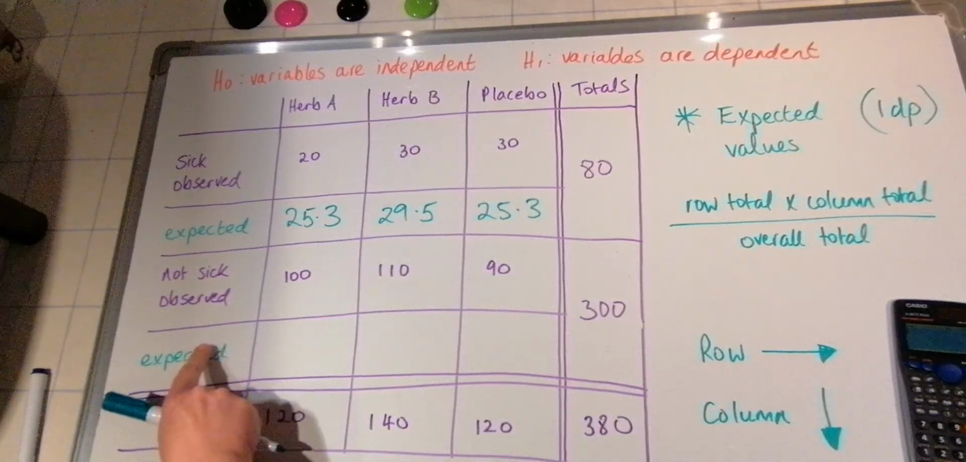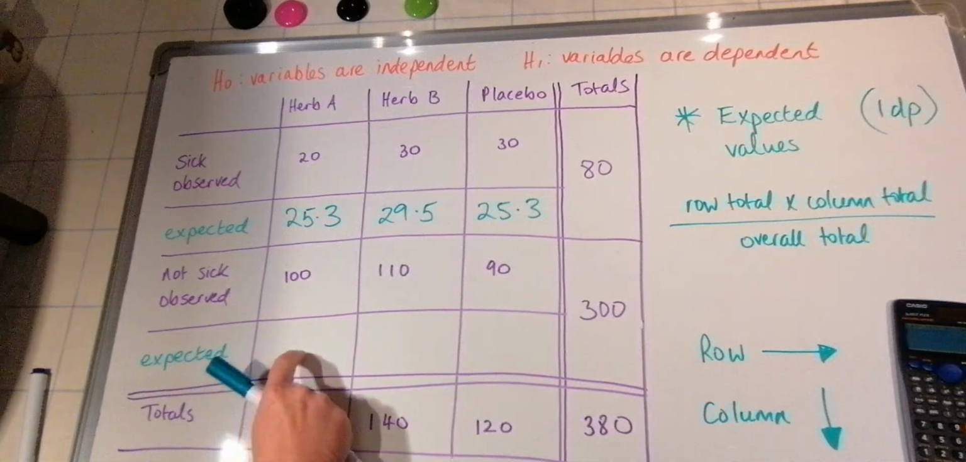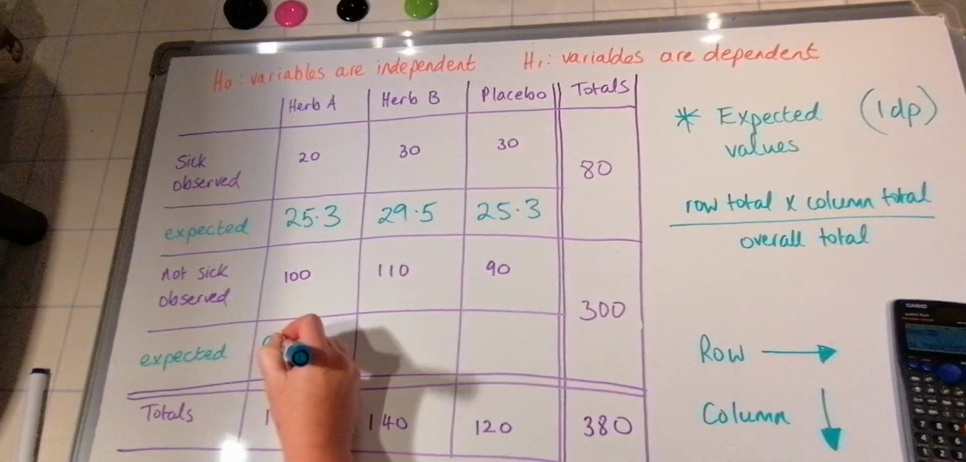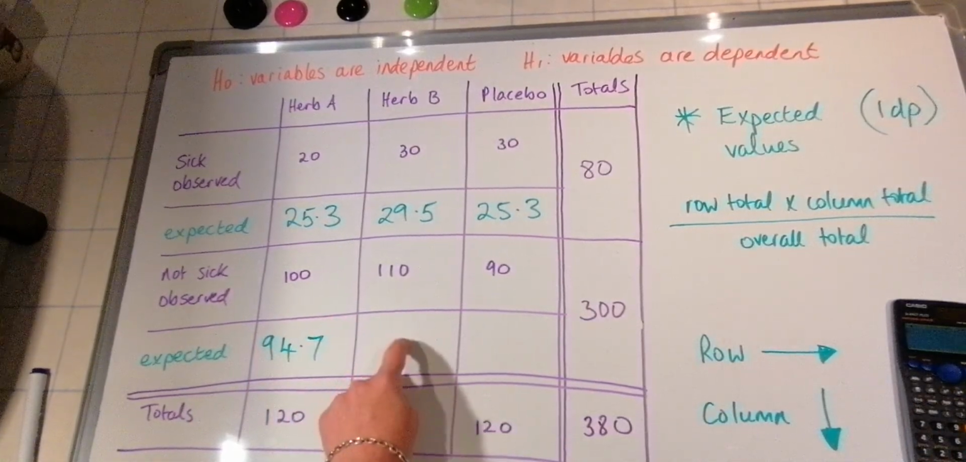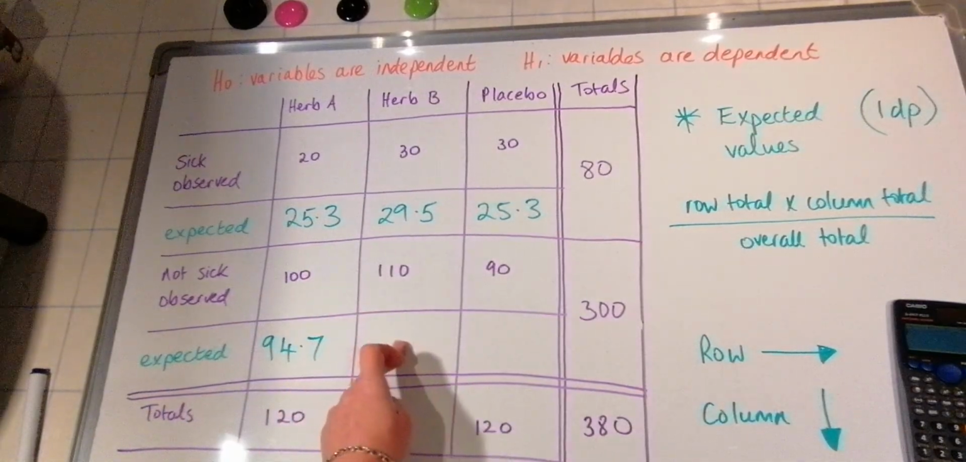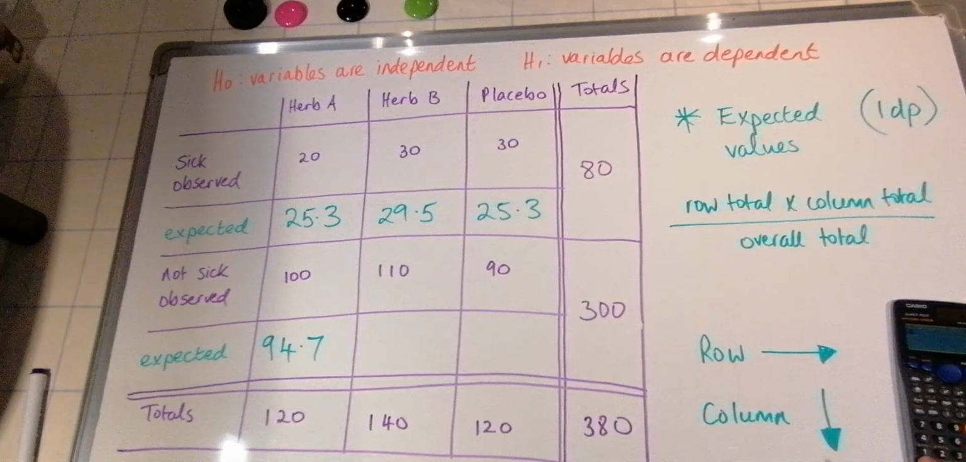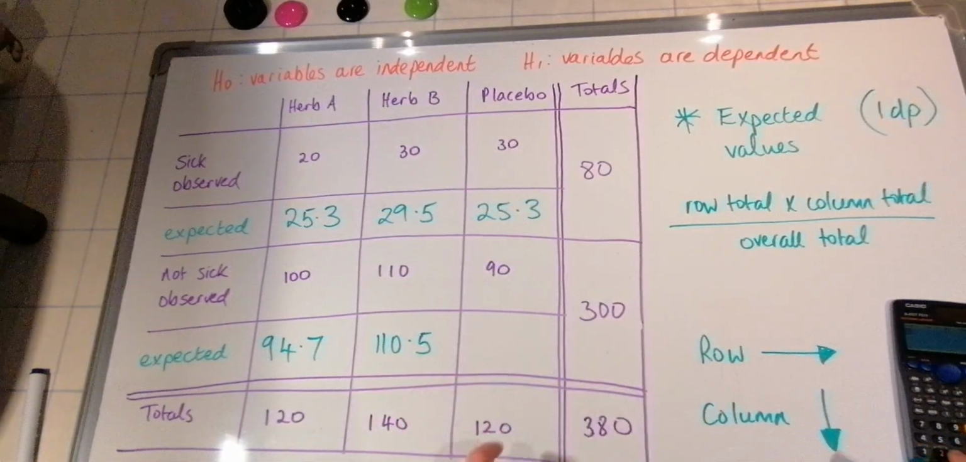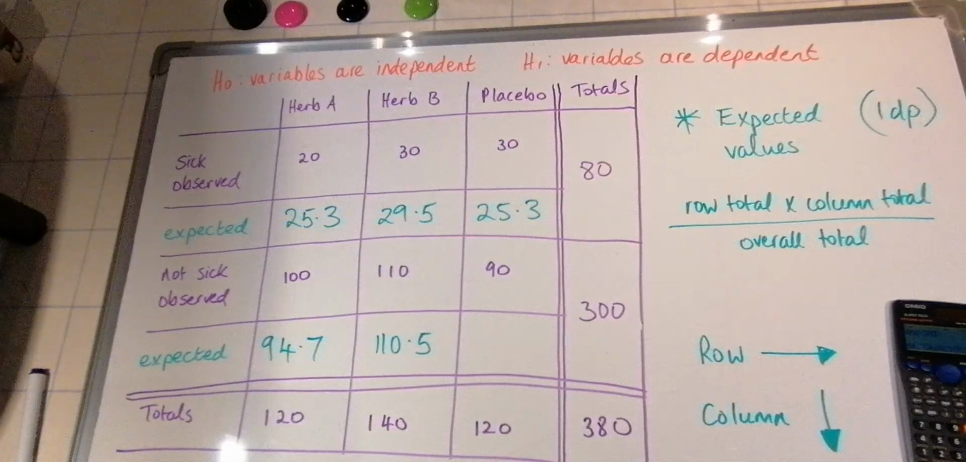My next row then, for those people who don't get sick, expected value on here: my row total 300 multiplied by my column total 120 divided by my overall total again, 380, is giving me, to 1 decimal place, 94.7. The second expected value, people who didn't get sick but who took remedy B: my row total 300 multiplied by my column total 140 divided by my overall total. To 1 decimal place, 110.5. And then my last expected value, the people who took the placebo: row total 300 multiplied by my column total 120 divided by the overall, to 1 decimal place, 94.7.